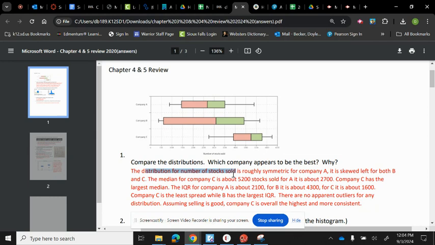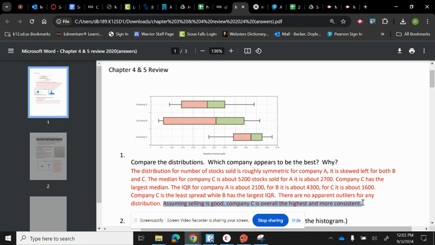Then also discuss greater than, less than in terms of the median, and the IQR, which one has the largest median or smallest median, depending on what you're looking for. Now, we're making the assumption that selling is good, so company C is overall the highest, and then it's also the most consistent because it's the least spread out. So which company appears to be the best? Company C appears to be the best. I should have stated that a little more clear in there as well, but it does appear company C would be the best. So that type of question would be about 9 points.